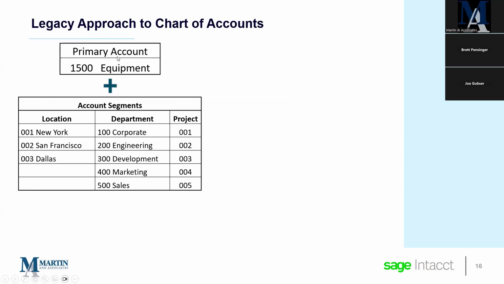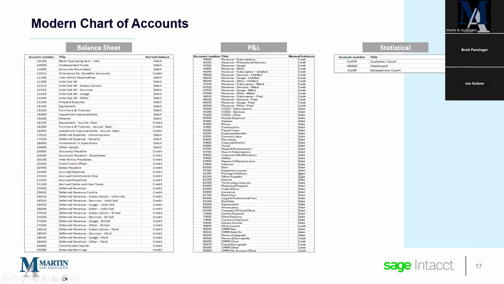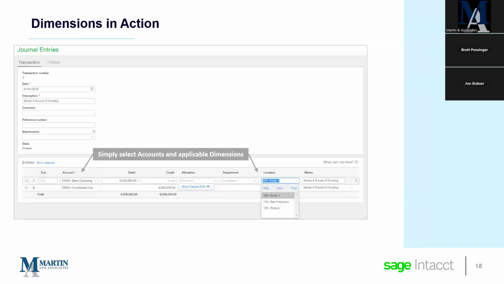So in a system like Sage 500, if you wanted to create all the possible combinations for the 1,500 account to be able to post to all these combinations of sub-accounts, you would have to create 75 different accounts out there to handle all those different combinations. Sage Intacct uses a more modern chart of accounts where all you're defining is your main or natural accounts as your chart of accounts. You then leverage your dimensions to tag your transactions, so you end up with a shorter, easier to manage chart of accounts, easier to pick your accounts, things of that nature, because you're not looking through all those accounts out there.